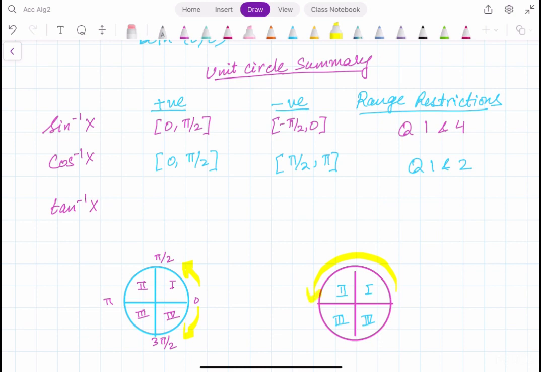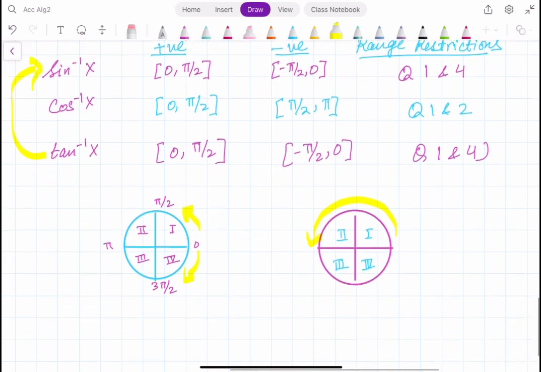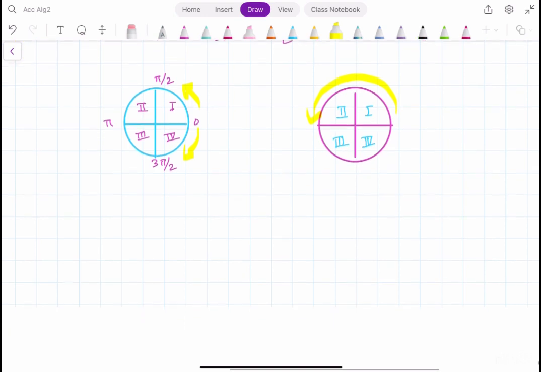Tangent inverse always works as per the sine inverse function. So the range restriction for the tangent will be quadrant 1 and quadrant 4 only. Tangent is positive from 0 to pi over 2 because everything is positive in the first quadrant, and negative from negative pi over 2 to 0. And as I said earlier, it behaves the same way as the sine function. So in the same scenario, it will be quadrant 1 and quadrant 4.